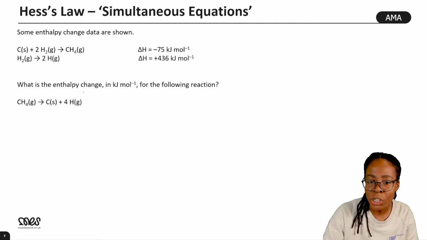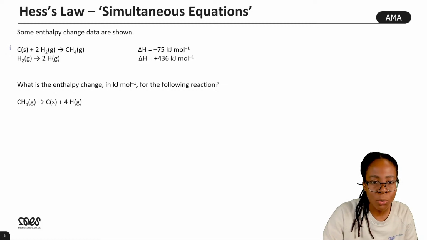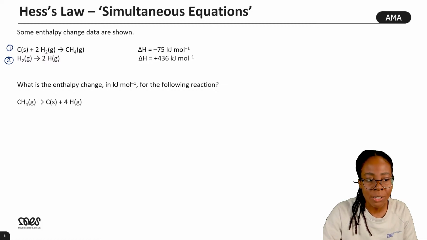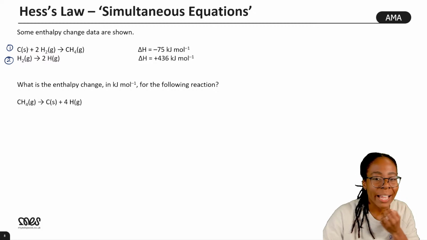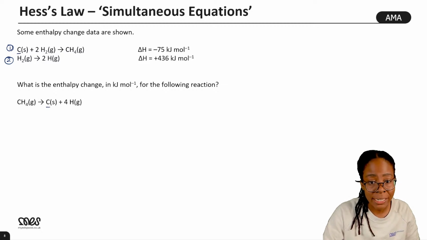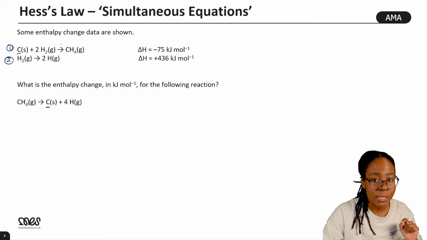We want the enthalpy change for methane, giving us carbon atoms and hydrogen atoms. If we look at our two equations above, I'll call this equation 1 and equation 2. All we need to do is look at how these equations relate to the final one that we're trying to get to. Okay, so we can look at the carbon, okay? The carbon in the first equation is on the left-hand side, it's a reactant, but in our final equation, it's on the right-hand side, it's a product, which means that we would need to flip the direction of this reaction.